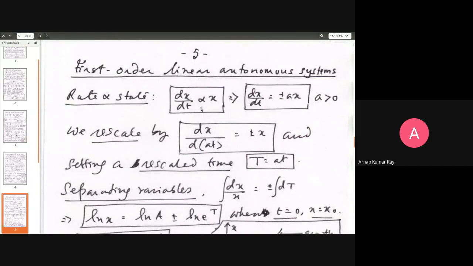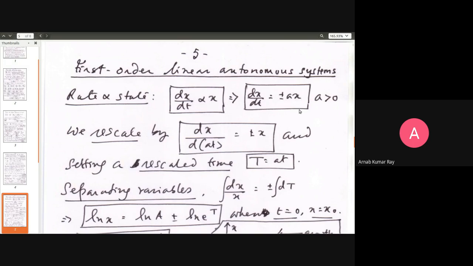First order linear autonomous systems. Let us see how we go about this. First order, d/dt of x. Autonomous, the right hand side is just a function of x. Linear, what do I mean by linear? The right hand side is just a linear function of x, as in mx plus c or ax plus b. Here I have just written plus minus ax. Plus b, if you had written, it would have been linear too.